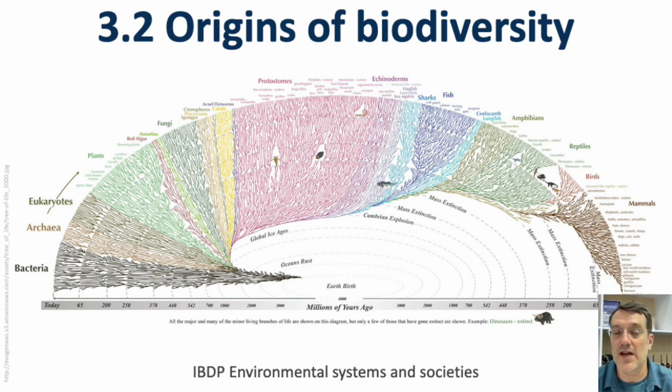Welcome back to a new video for IB Environmental Systems and Society. Today's video is about topic 3.2, Origins of Biodiversity. It's going to be a quick review to help you get ready for your mock exams and those big IB ESS examinations at the end of the school year.